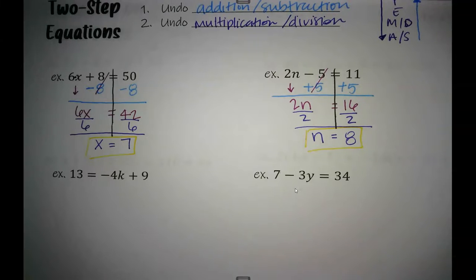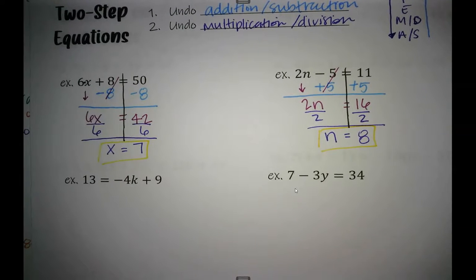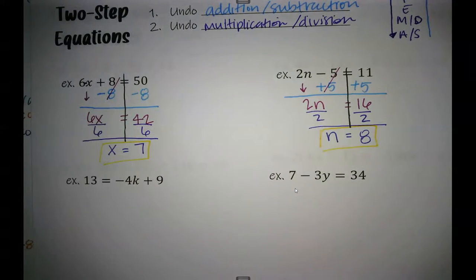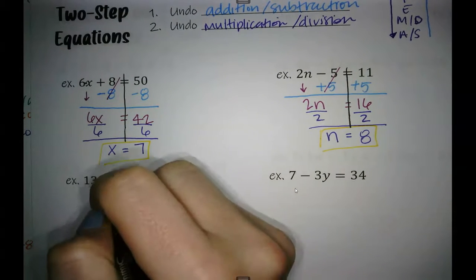All right, let's look at this third example. We got 13 equals negative 4k plus 9. So one of the reasons why I put this one in here is because you see on the other examples, your variable is on your left-hand side, and this one, it's on the right-hand side. Does that change anything we're doing?